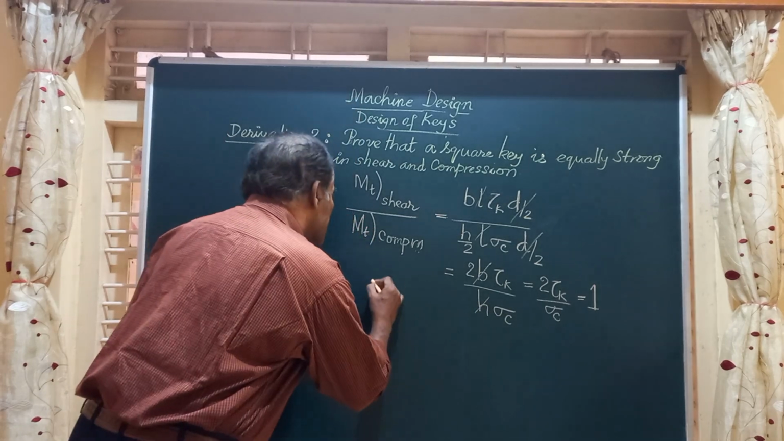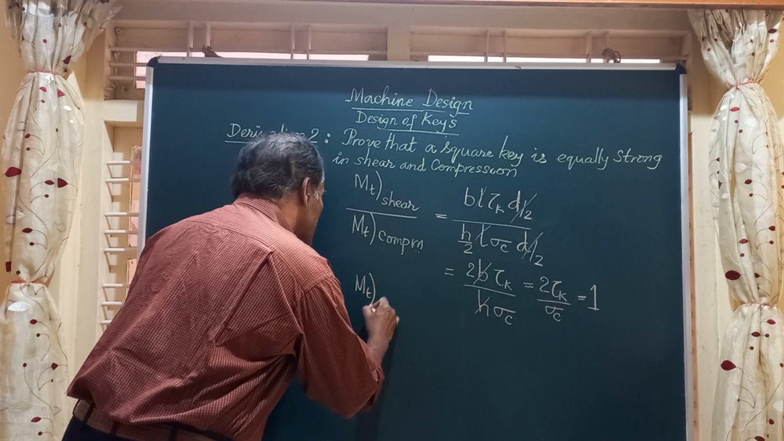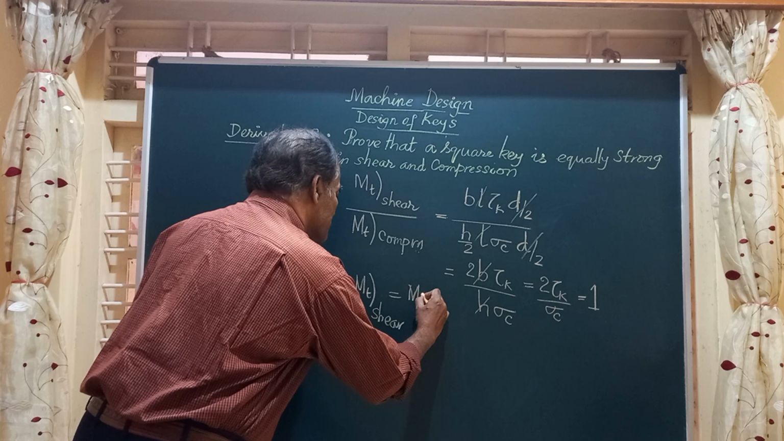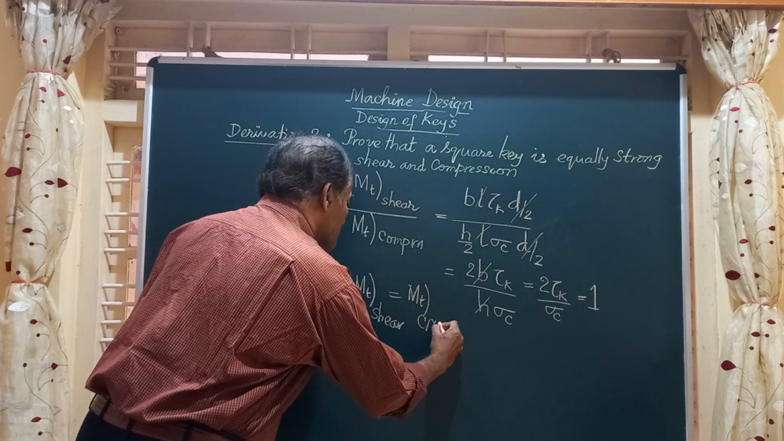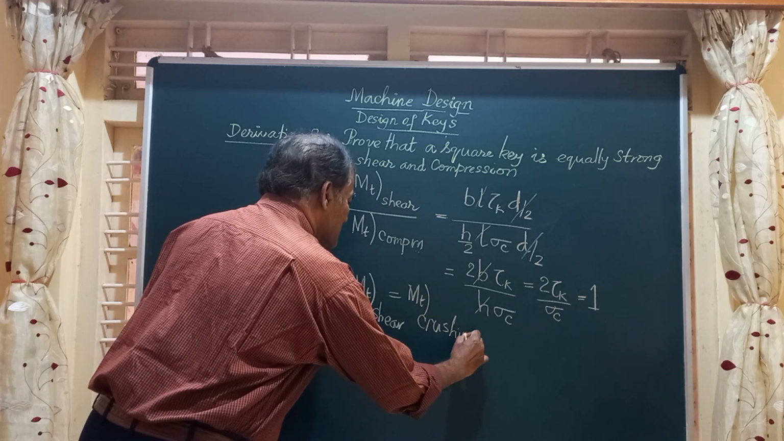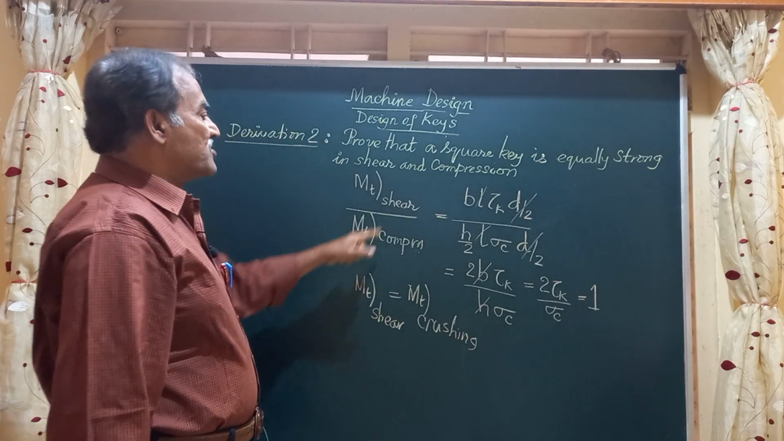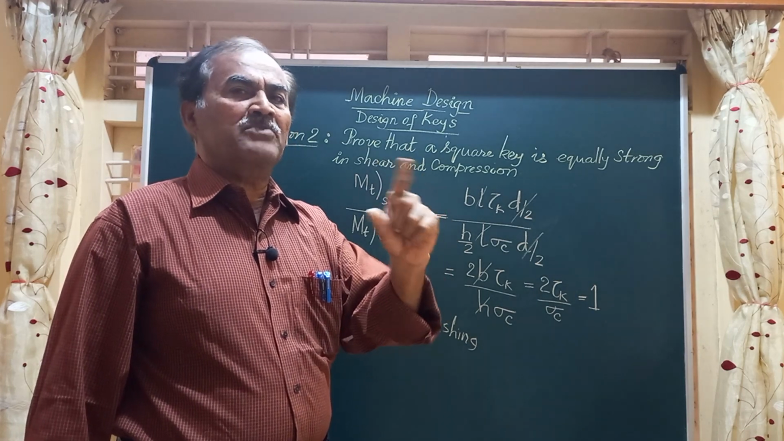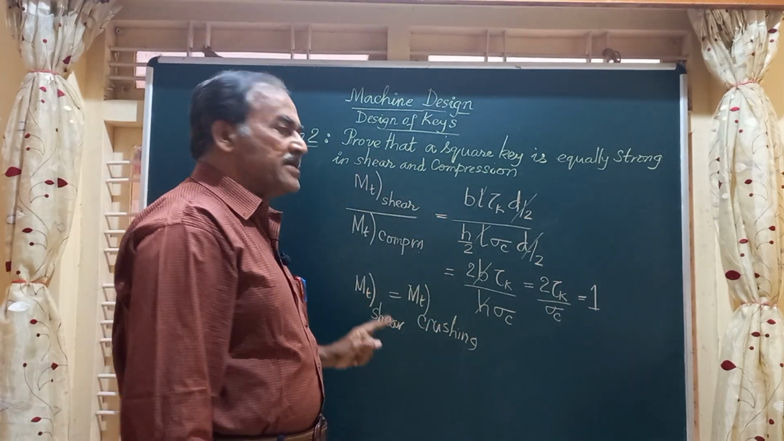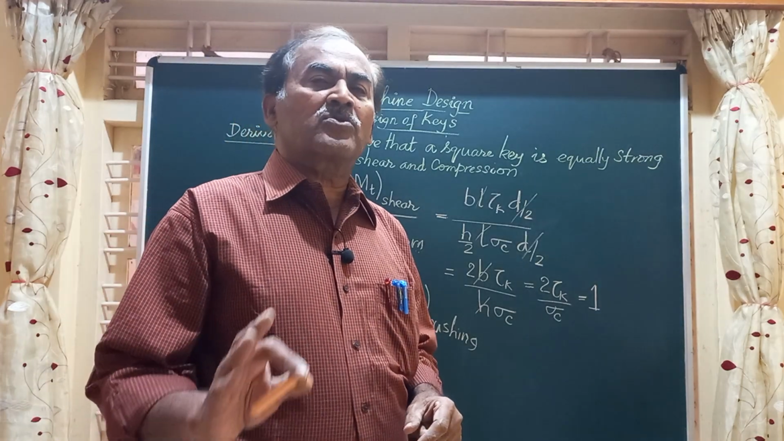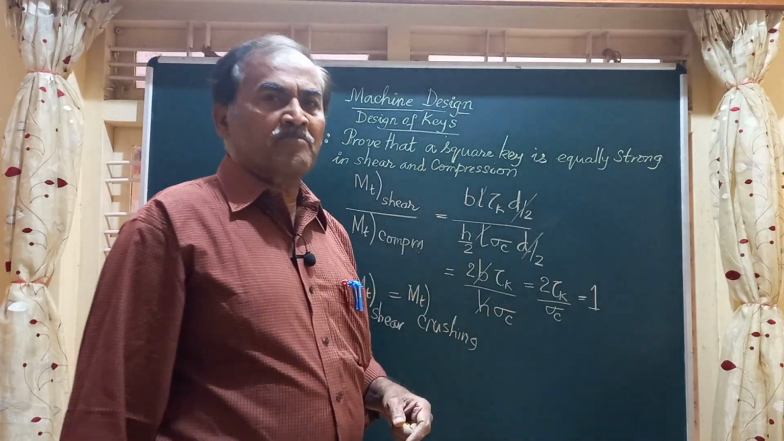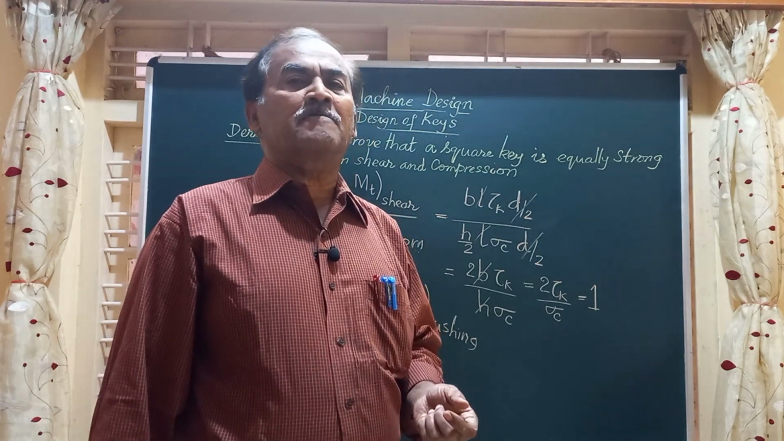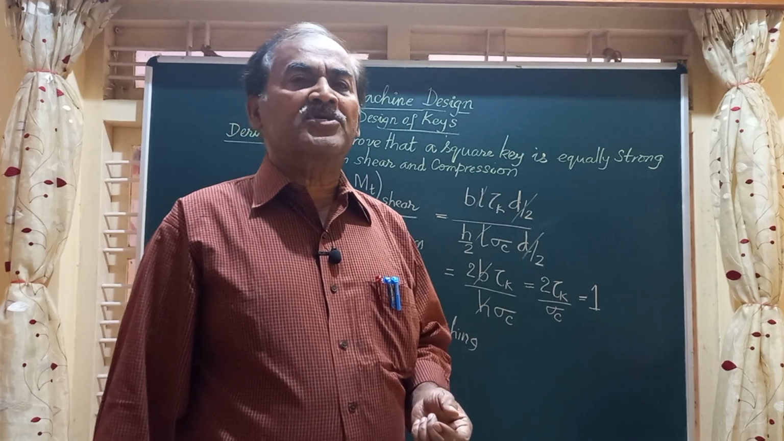That is, we can write this as T_key in shear is equal to T_key in crushing or compression. That is to say, a square key which has width b and thickness h, where b is equal to h, the torque transmitted by the key in shear is equal to the torque transmitted by the key in crushing. Or in other words, we can generalize that a square key is equally strong in shear and compression.